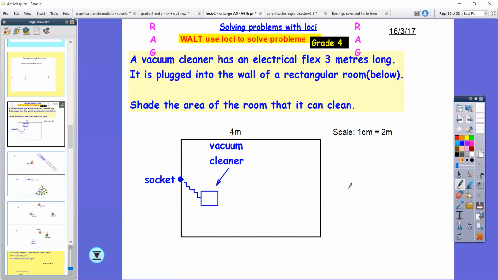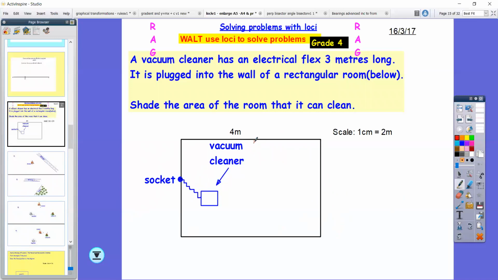Okay, so I've got one here, trying to again think about what they're doing. I mean, even this is now a bit outdated because we have cordless vacuum cleaners, don't we? But I suppose you could say that it's a little bit more difficult, but there are still corded vacuum cleaners around. So we've got one here. And I get them to draw this out, 4 meters by, I can't remember what I've done this one, it might be 2 meters. Get them to do a rectangle and sketch where the vacuum cleaner can reach.